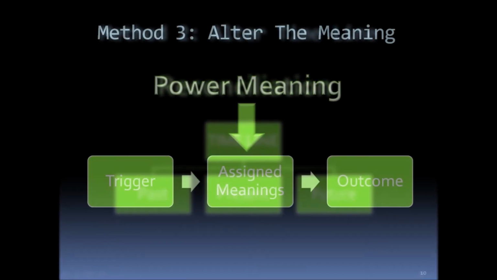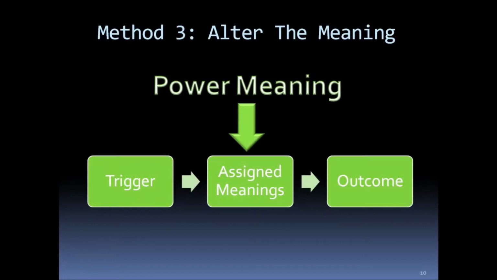The third method that I alluded to was changing the meaning. So after you have experienced some trigger, your tendency is to give it a meaning. Well, now you know that you can switch the meaning, put your power meaning there, or change the meaning to something that's resourceful, and that will change the outcome.